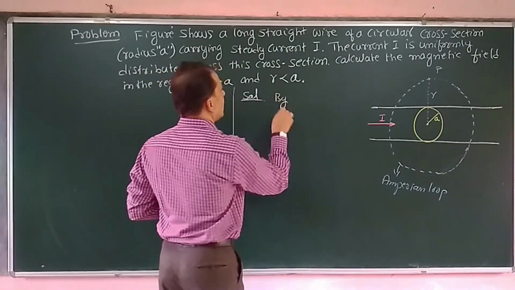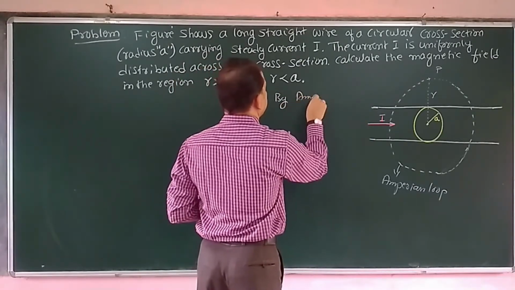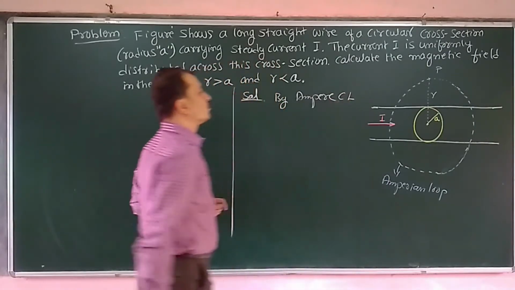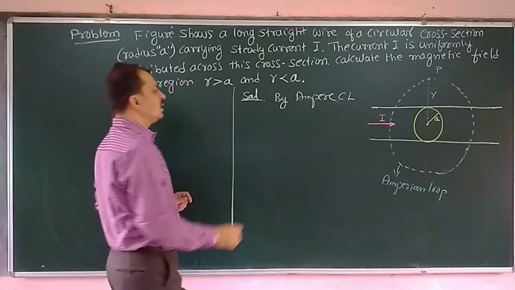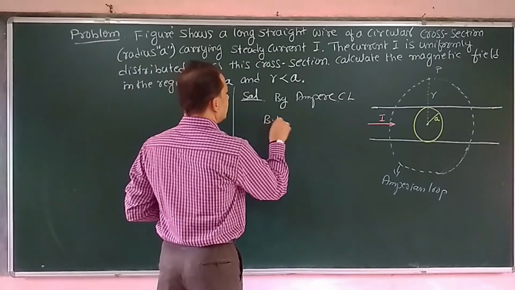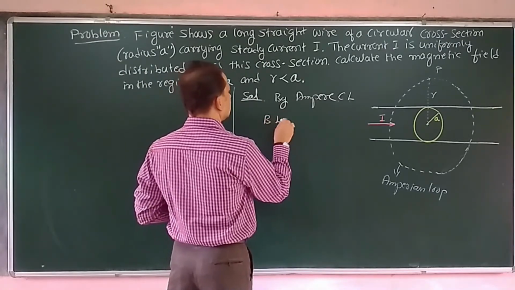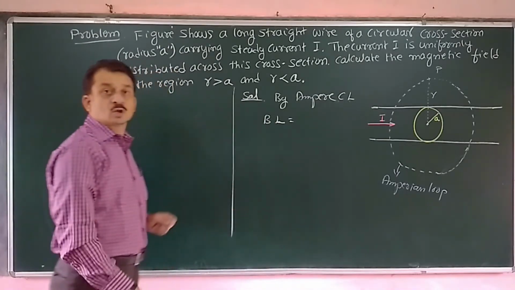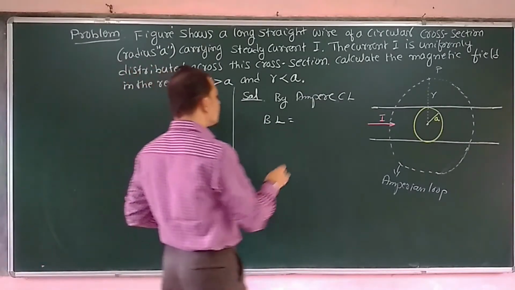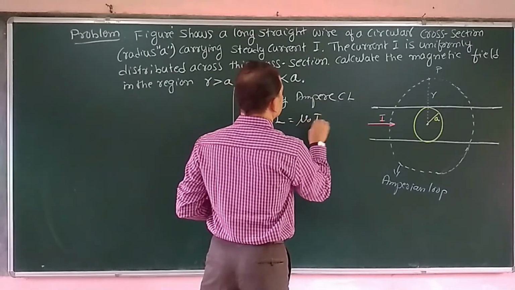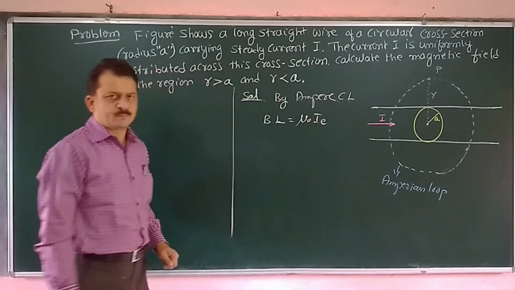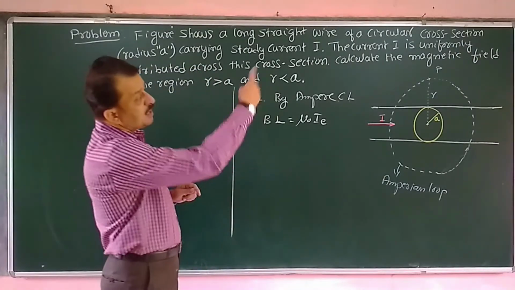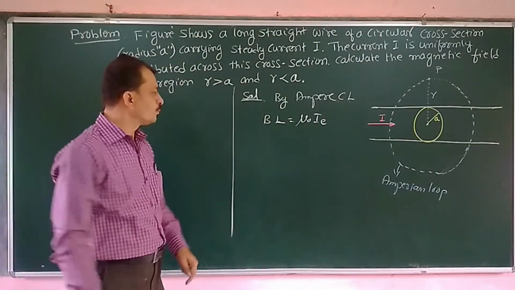By Ampere circuital law, ACL, we have B into L, where B is the magnitude of the magnetic field and L is the total length of the Amperian loop, is equal to mu naught into I. Mu naught is the constant and I is the current enclosed by that Amperian loop.